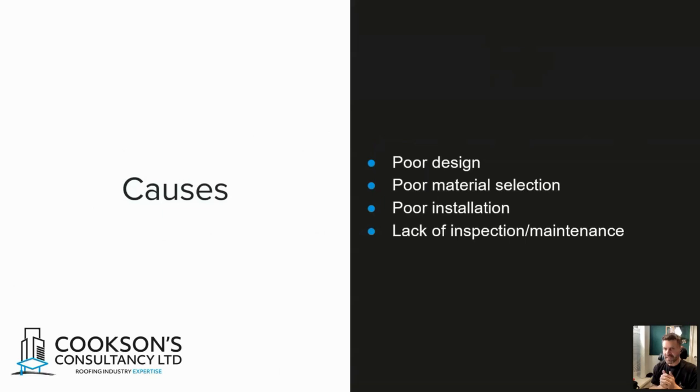So yes, so poor design, poor material selection. So let's say, have we selected felt, for example, on a highly detailed roof where a liquid might be better? Have we selected single ply on a ballasted roof where a fully bonded system might be better? Only my opinions, by the way. Don't hang me for it.